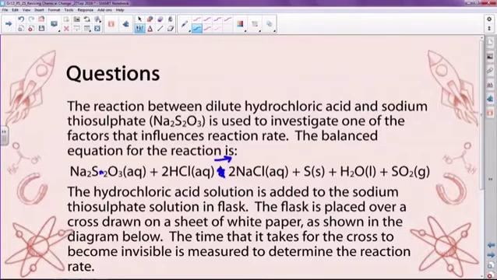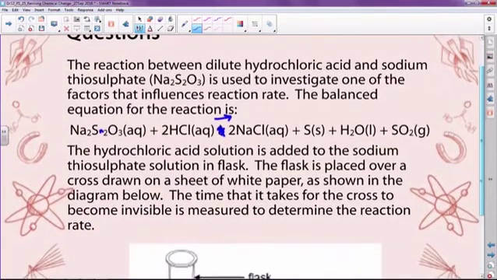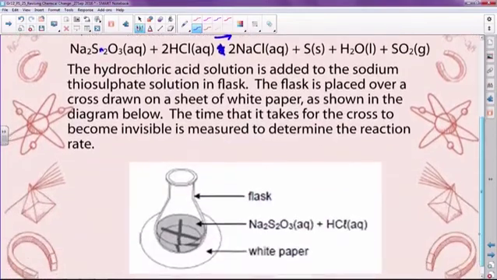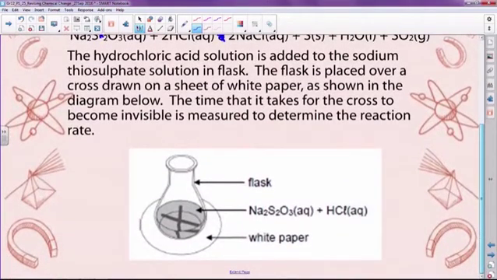The hydrochloric acid solution is added to the sodium thiosulfate in a flask. The flask is placed over a cross drawn on a sheet of white paper as shown in the diagram, and the time taken for the cross to become invisible is measured to determine the reaction rate. So there's the diagram of what happens.